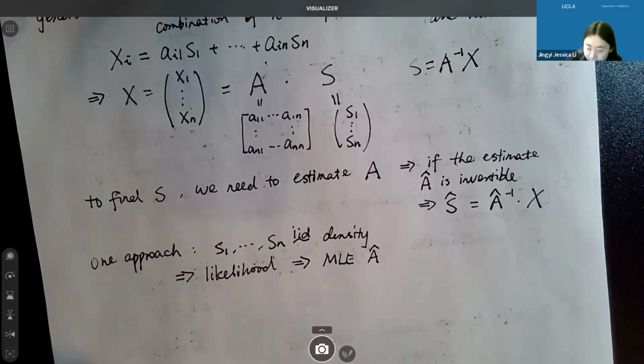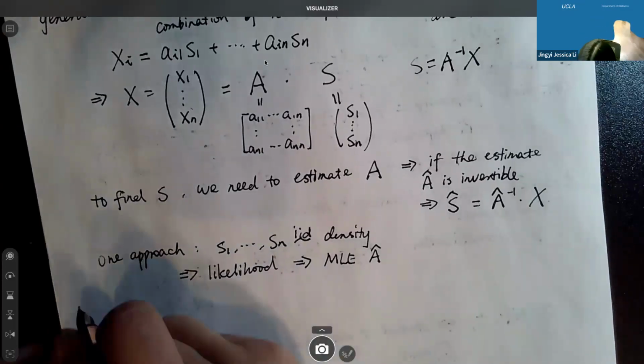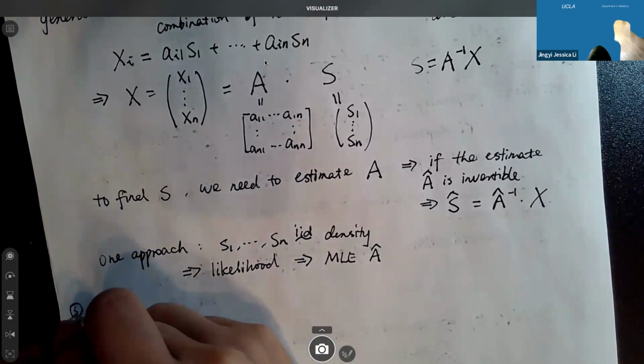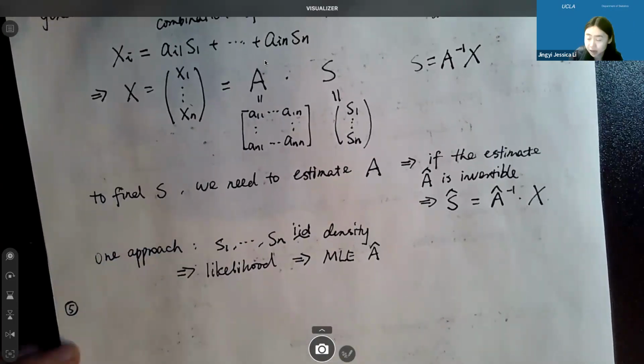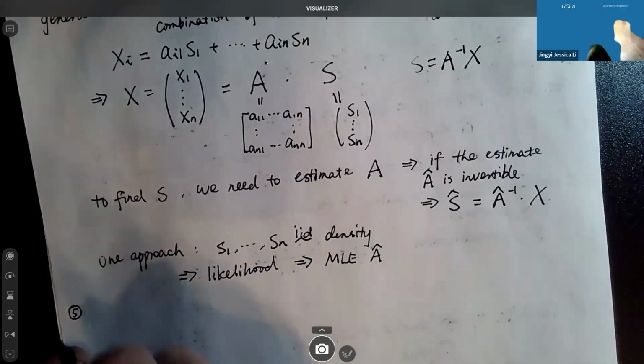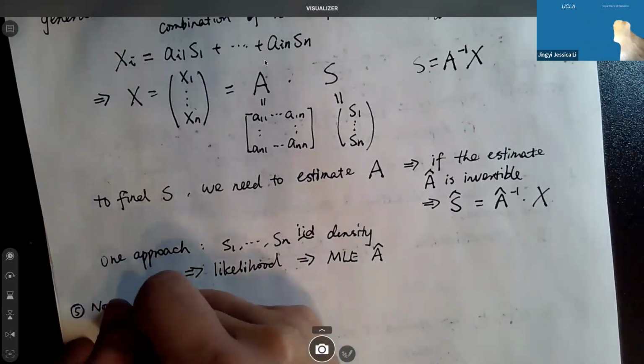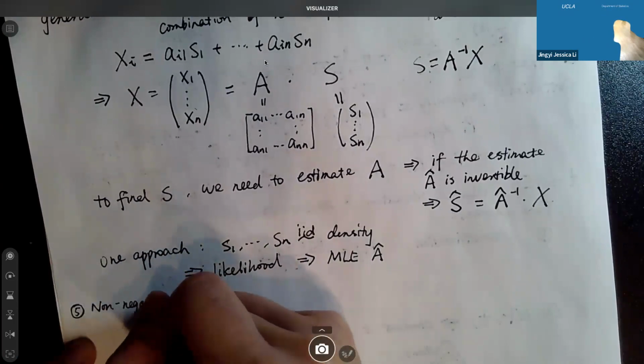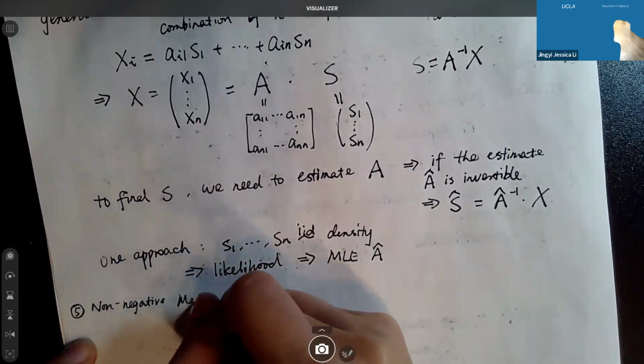So finally, I want to introduce another widely used technique, which actually is very interesting because it can bridge dimension reduction with clustering. And this is called non-negative matrix factorization.